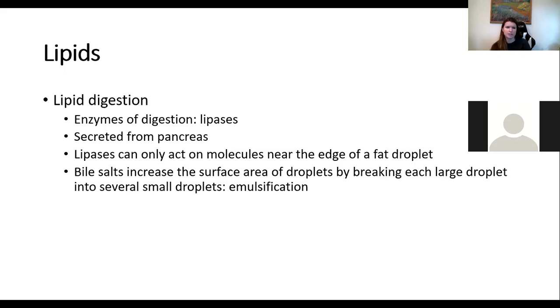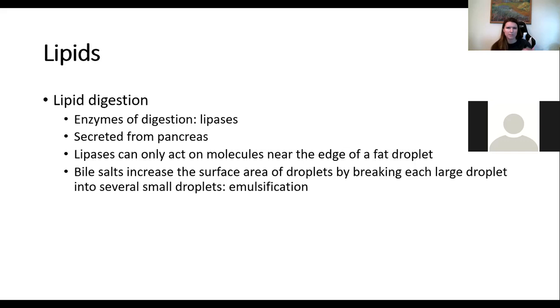So the enzymes that we're interested in when we're trying to break down a lipid are various lipases. Lipases are secreted from the pancreas. They go out of the pancreas through the sphincter of Oddi into the duodenum. And remember that that's where bile comes out as well. They can only act on molecules near the edge of a fat droplet, so they're going to have to work in conjunction with bile salts.